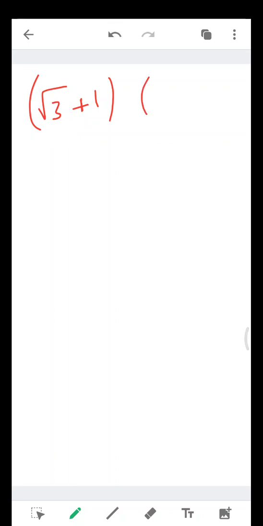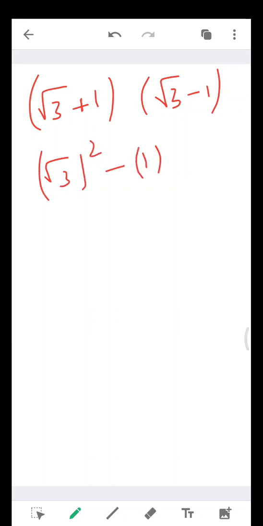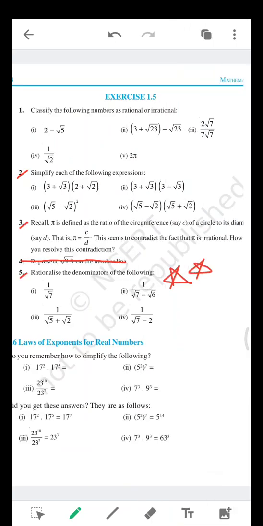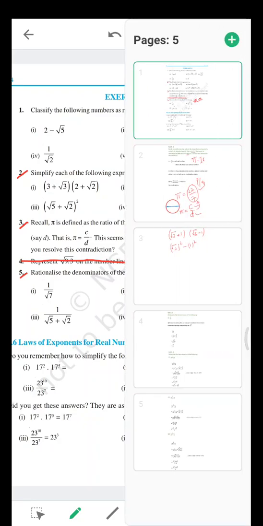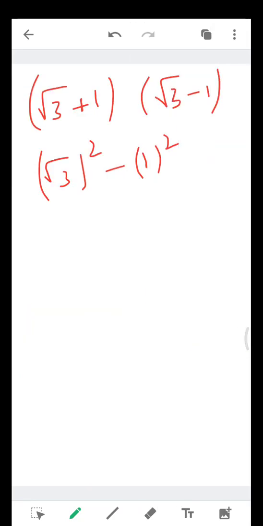Now if I multiply this with root 3 minus 1, I get root 3 square minus 1 square. Okay, we have done this in the second question. So if I multiply root 3 plus 1 with root 3 minus 1, I get root 3 square minus 1 square. I can cancel this square and root, so this becomes 3 and this 1 square is 1, and finally which number do I get? I get 2. That is a rational number, isn't it?